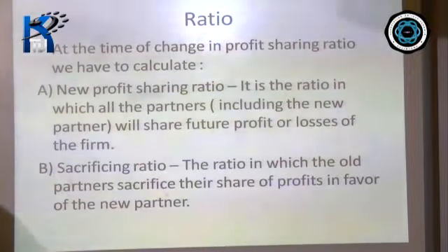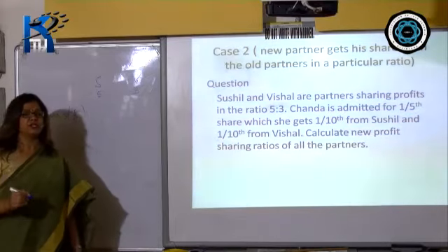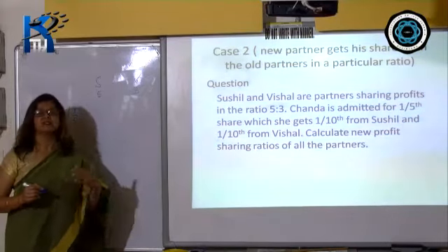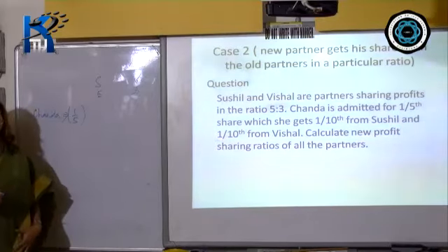Sushil and Vishal are partners, sharing profits in the ratio 5:3. So these are the old partners. Chanda is admitted for 1/5 share in the profits. She comes for 1/5 share, which she gets 1/10 from Sushil and 1/10 from Vishal. Now, since "from" is given, that means straight away you deduct from the old partners' shares.